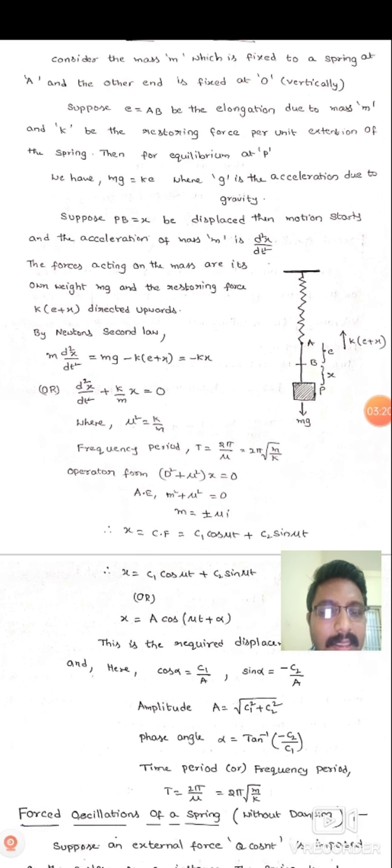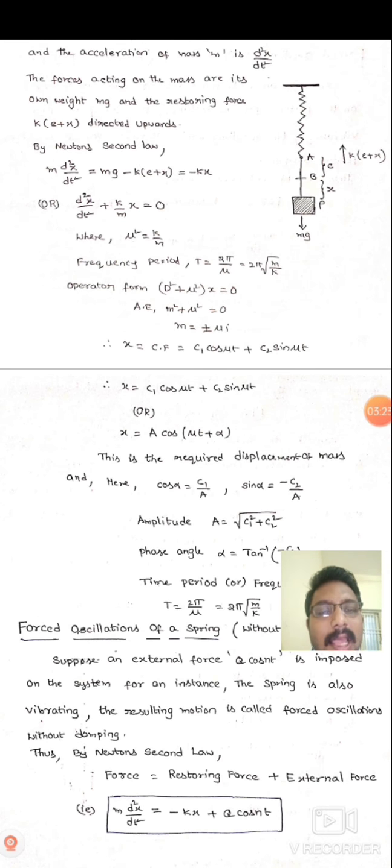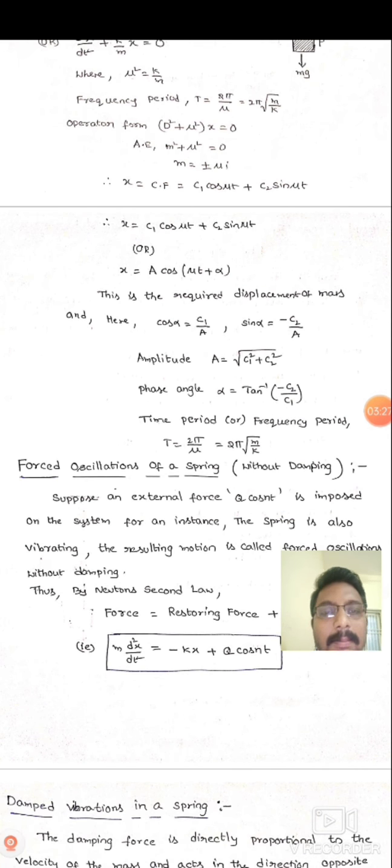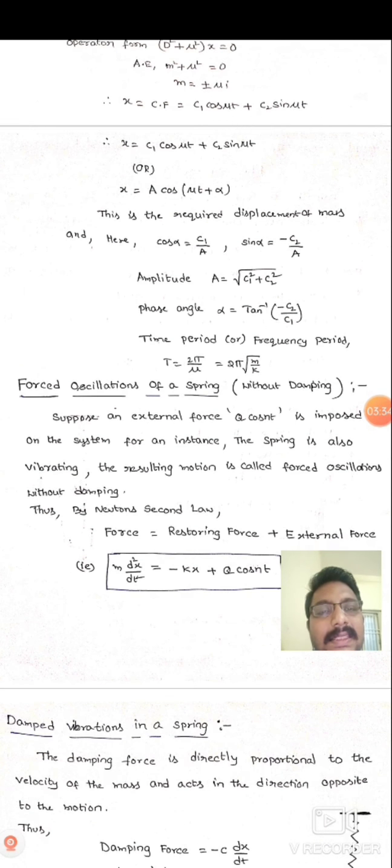Suppose we take cos alpha as c1 by a and sin alpha as negative c2 by a, then the amplitude a is given by a is square root of c1 square plus c2 square, and the phase angle alpha is obtained by dividing sin alpha by cos alpha. Thus we will have tan inverse of negative c2 by c1, which is the phase angle. The time period formula is T equal to 2 pi by mu, that is 2 pi into root of m by k. So these are the values for the motion equation.